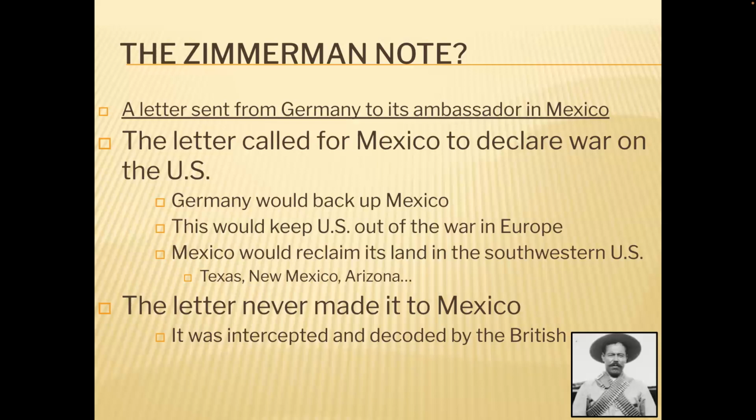So Germany's saying, if you preoccupy them, and once we win this conflict, once we defeat Great Britain and France over in Europe, we will send our forces over and defeat the United States. And guess what? You get these territories back that you lost. So Texas, New Mexico, Arizona, these territories will go back to Mexico. If you're Mexico, you're saying, oh, that sounds good, that sounds great. But in all reality, do you think Mexico can take on the United States? No, they can't.